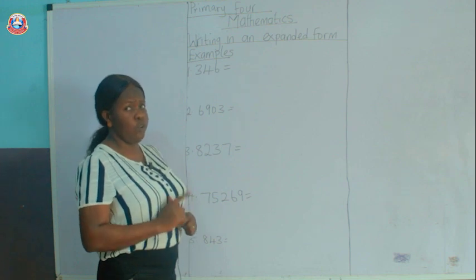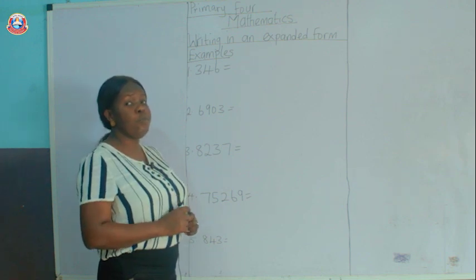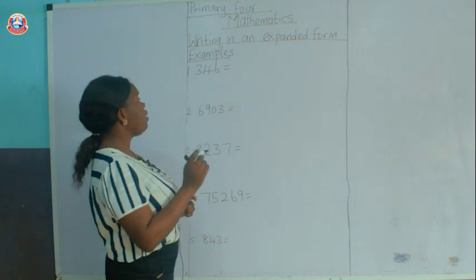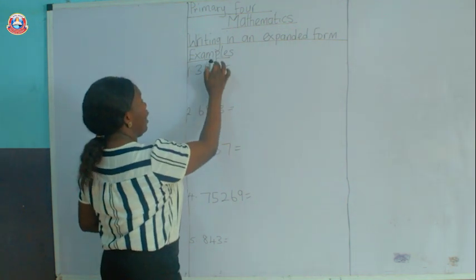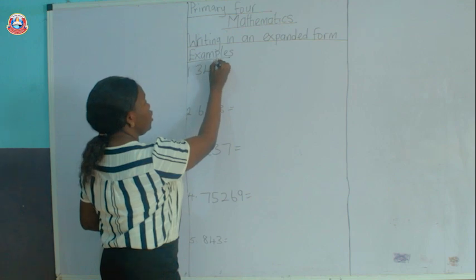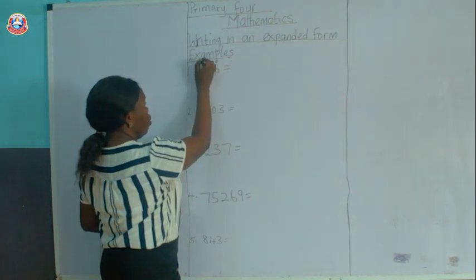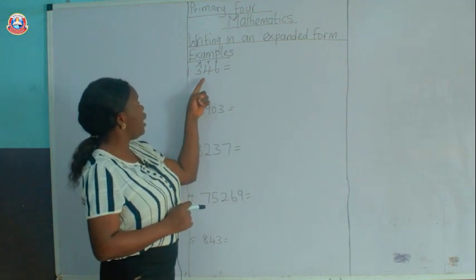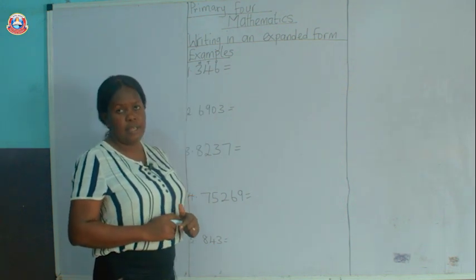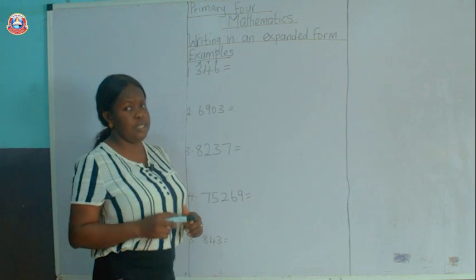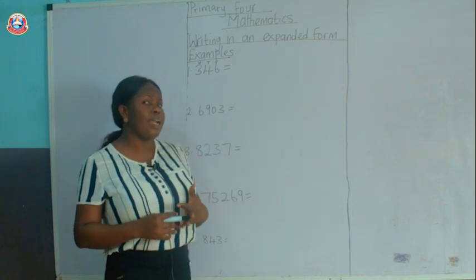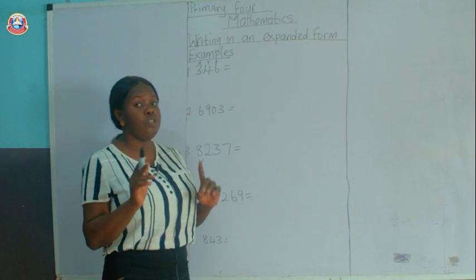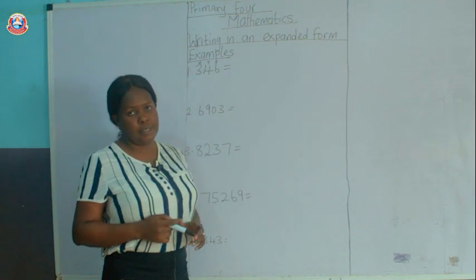What do we do? First, the first step you should do, give it a place value. How do we give it a place value? Remember, this is your what? Unit. This is your tens and this is your hundred. So, this makes it 346. And when we are expanding, we can do it in two different ways. That's what we are going to be learning today. Two different methods of expanding.